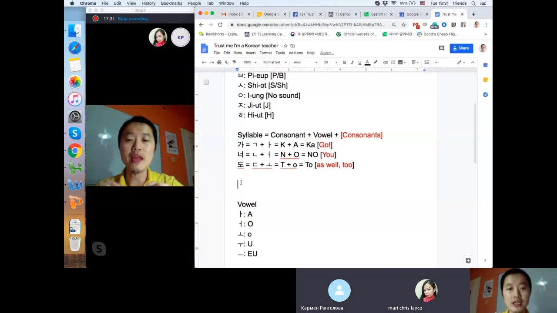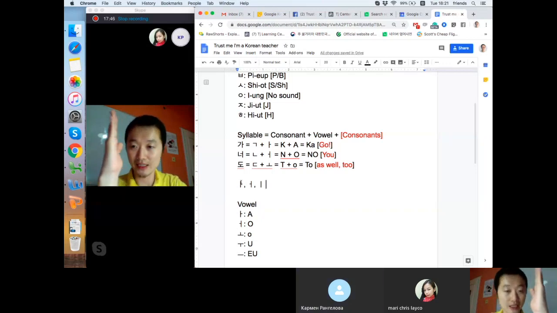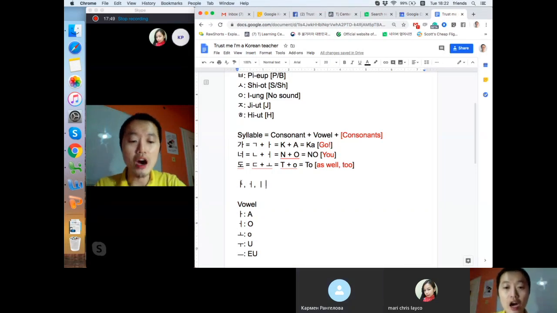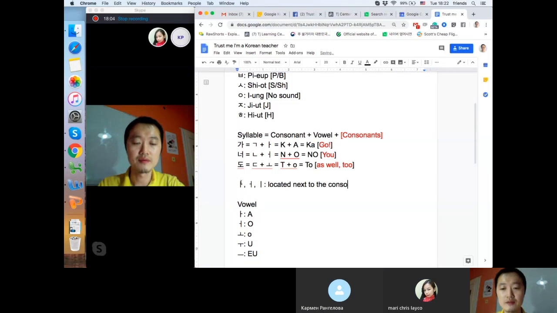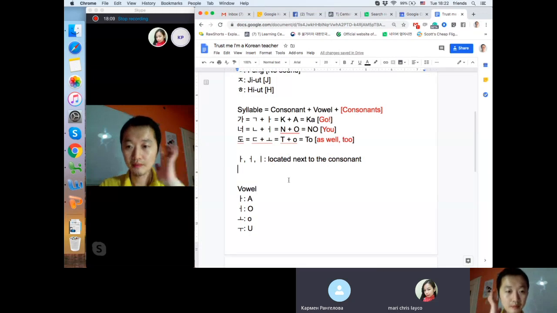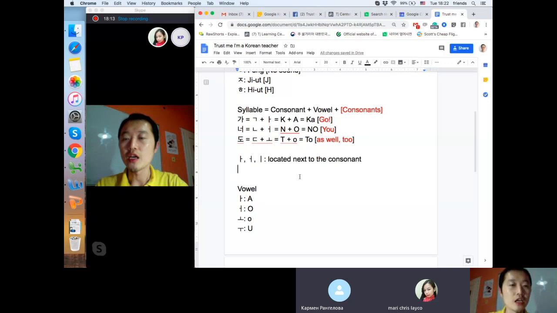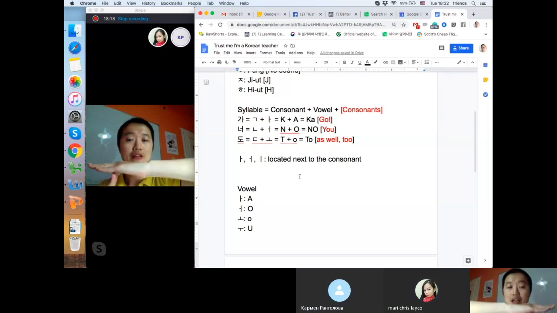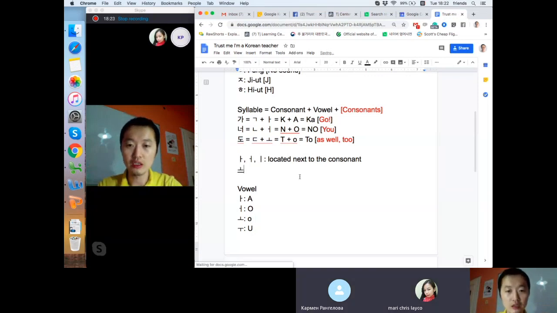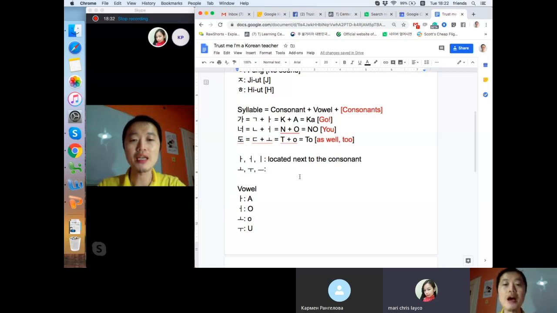So, whenever you see long standing sticks, for example, a or ya or e, whenever you see long standing sticks in the vowel, then they are always where? They're always located next to the consonant. But if the vowel has one lying down stick, for example, like this, o, u, or u, where do we locate them? They must be under the consonant.